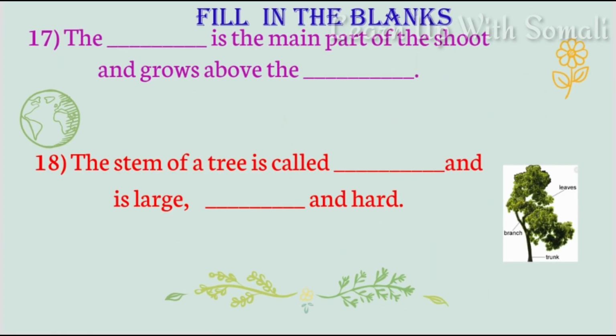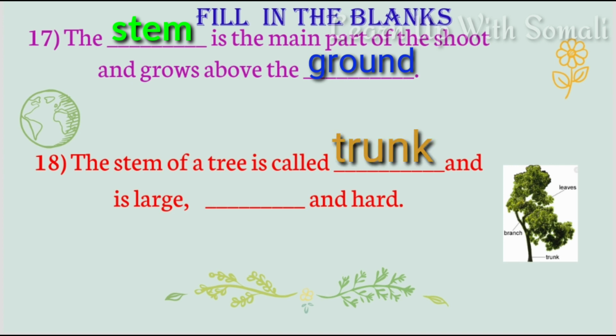Number 17, the stem is the main part of the shoot and grows above the ground. Number 18, the stem of a tree is called trunk and is large, thick and hard. See in the picture, you can see a tree which has a trunk, and which is large, thick and hard.